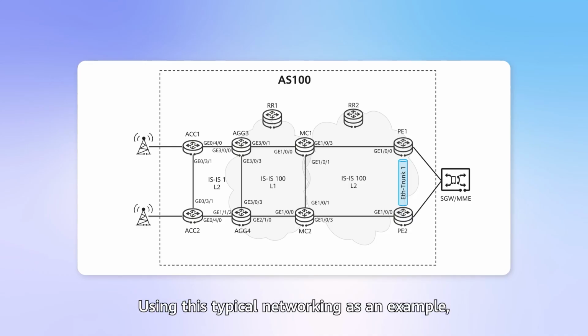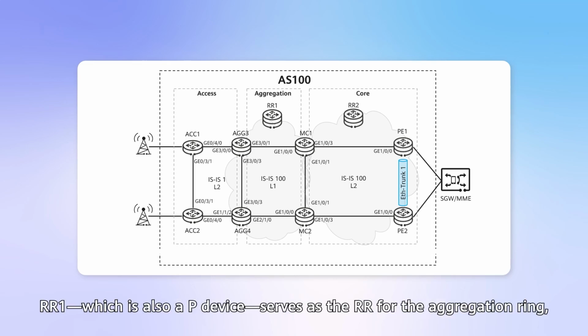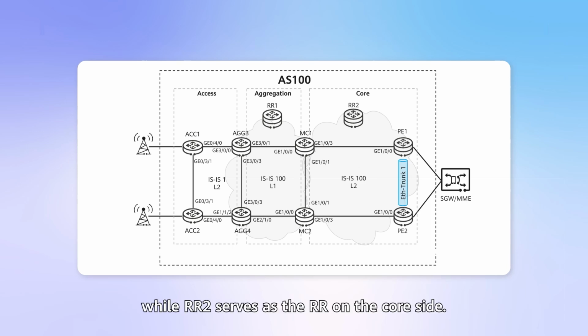Using this typical networking as an example, the network is divided into three areas: access, aggregation, and core. RR1, which is also a P device, serves as the RR for the aggregation ring, while RR2 serves as the RR on the core side.